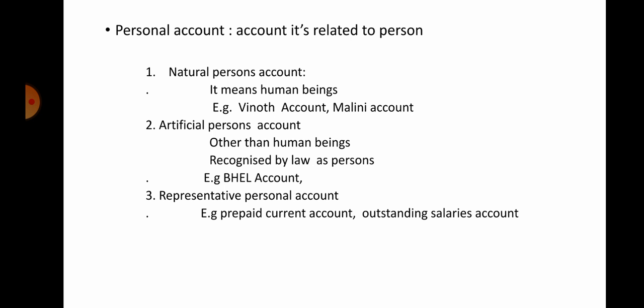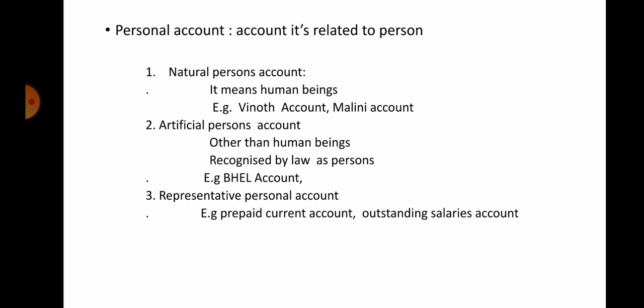Next one is artificial person's account. Other than human beings. It means a trust, a school, a company, like that. But that should be recognized by law as persons. For example, government is allotting so much of fund for each and every school. So, that amount will be transferred to the account named Government Higher Secondary School, Alangulam. So this is not a person's name, but it is an organization's name. So, this is called artificial person's account.